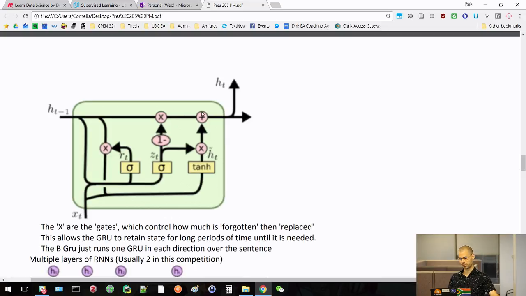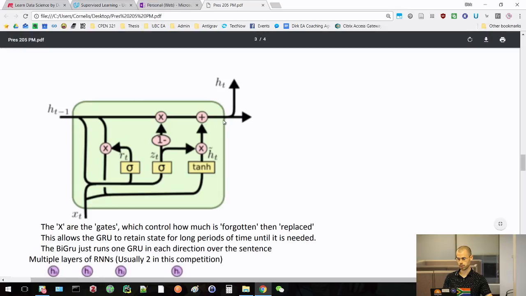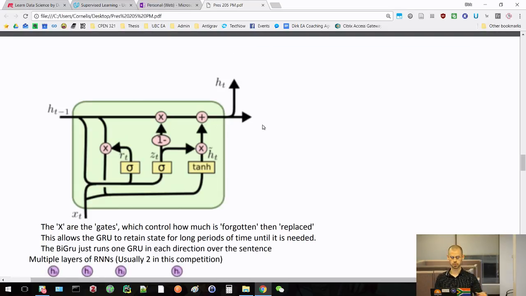And what I find kind of cool about this, with the 1 minus Z and the Z going into these two gates, is that this is really a weighted average. Your new hidden state is a weighted average of the original one and this thing we're feeding in here. And for this RNN, the output and the hidden state going forward are both the same for the GRU.